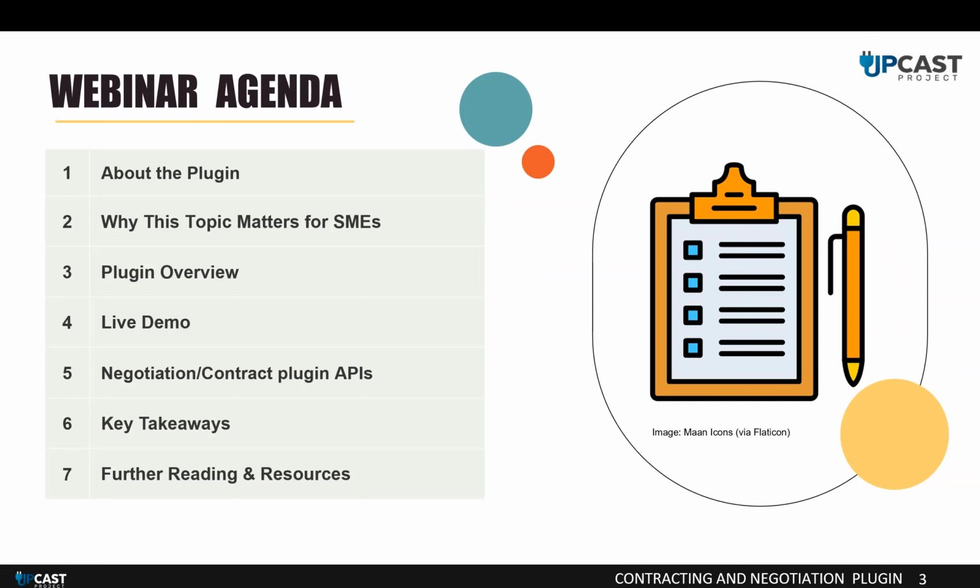First of all, I will introduce the plugin and why this topic matters for small-medium enterprises. Then, I will give a plugin overview and show a little video to show how to use our negotiation plugin system. After that, I will highlight the APIs behind the negotiation and contract service. Finally, we will finish with key notes and resources for those who want to explore more.